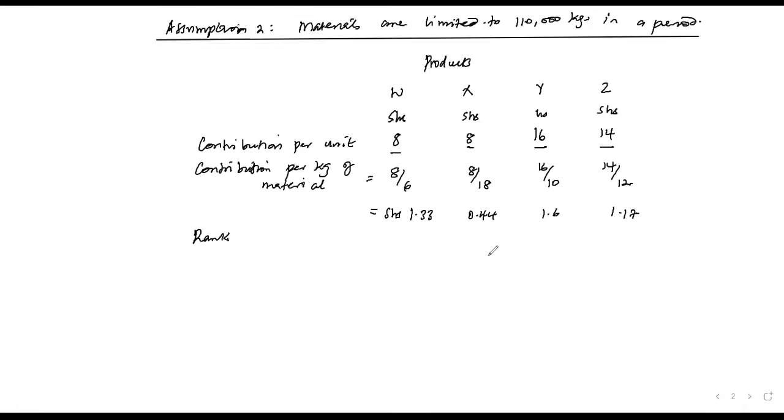Remember, we give the first priority to that product which has the maximum contribution per kilogram of material. And in this case, that will be product Y. So I'll rank product Y first, followed by W, followed by Z, which is third. Then lastly, we can look at product X, which is ranked fourth. So it's Y first, W second, Z third, and then finally X.